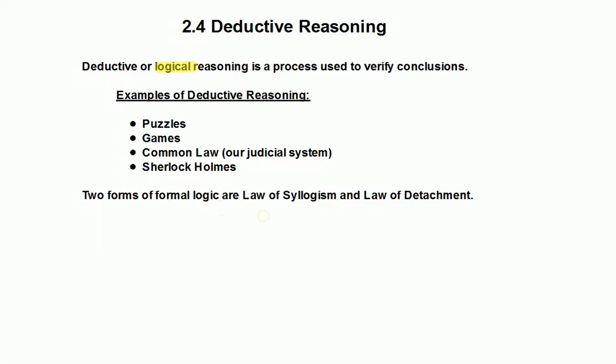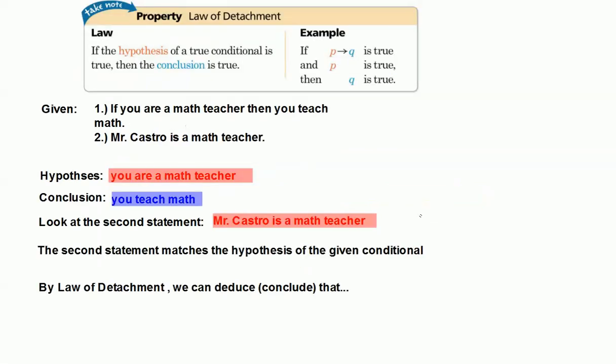Now, in geometry, there are two forms of formal logic. Those formal logics for deductive reasoning are law of syllogism and law of detachment. What we're going to do in 2.4 is study these two laws that are used for deductive reasoning. So the first thing we're going to look at is law of detachment. The law is if the hypothesis of a true conditional is true, then the conclusion is true. So this can be kind of confusing. The example says if P then Q, our conditional, is true, and P is true, where P is our hypothesis, then our conclusion Q is true.